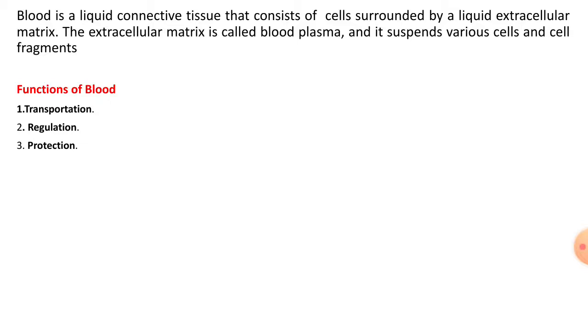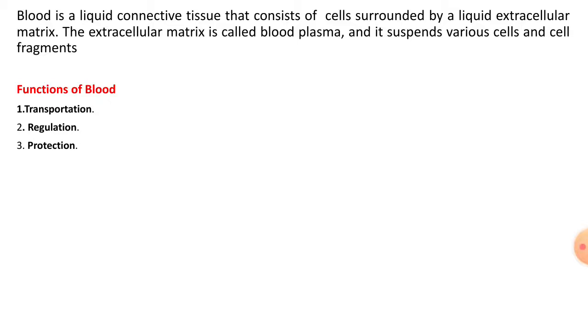Number one, transportation. As you know, blood plays an important role in the transport of oxygen from the lungs to the different cells of the body, and carbon dioxide is transported by blood from the cells to the lungs to be exhaled. Also, blood transports different nutrients from the gastrointestinal tract to different cells of the body. It transports hormones from endocrine glands to their targets. Also, it can transport the waste products to be eliminated outside the body.